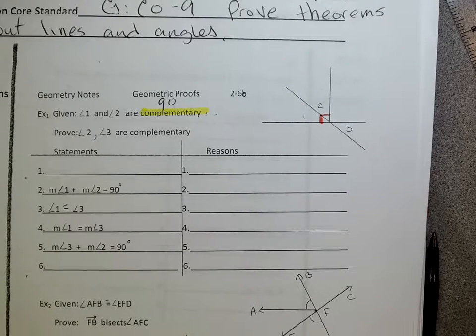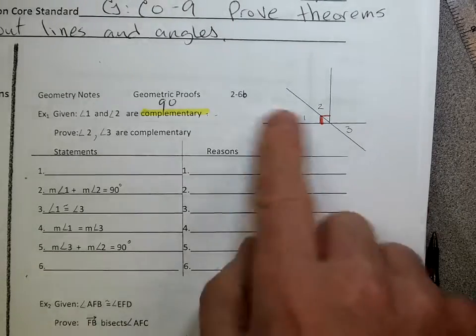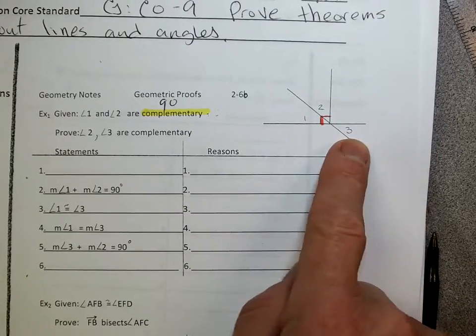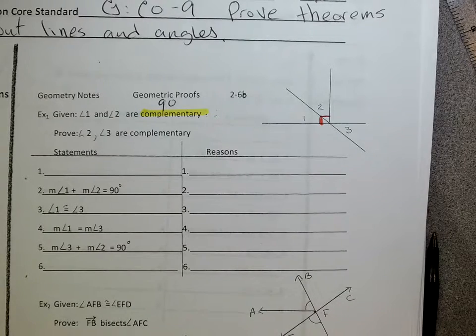So I'm making my plan, right? So 1 and 3 are vertical angles. So I know that, ready? If 1 and 3 are going to be equal, then that's probably going to help me somewhere along the line, okay? So you ready? Step 1. What do you think? The given, right? Everybody agrees? So let's go.